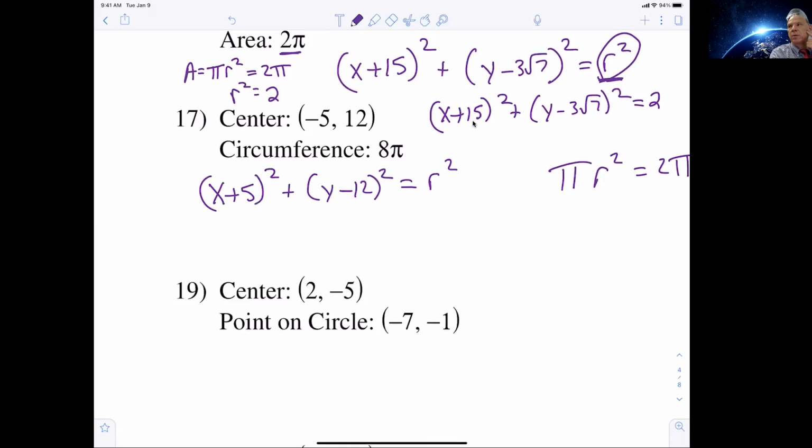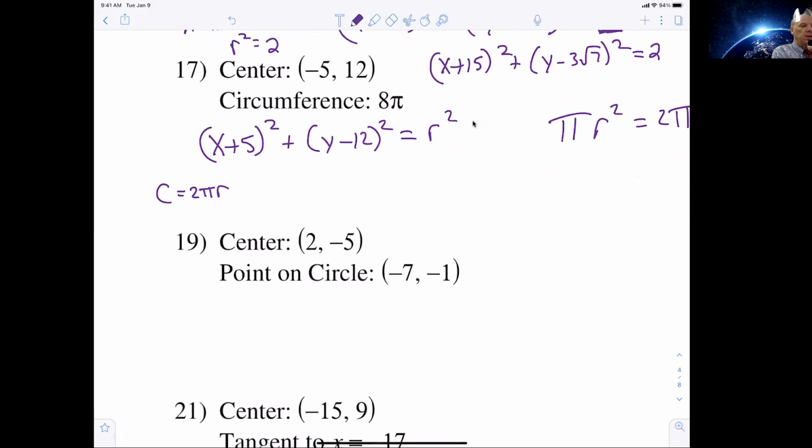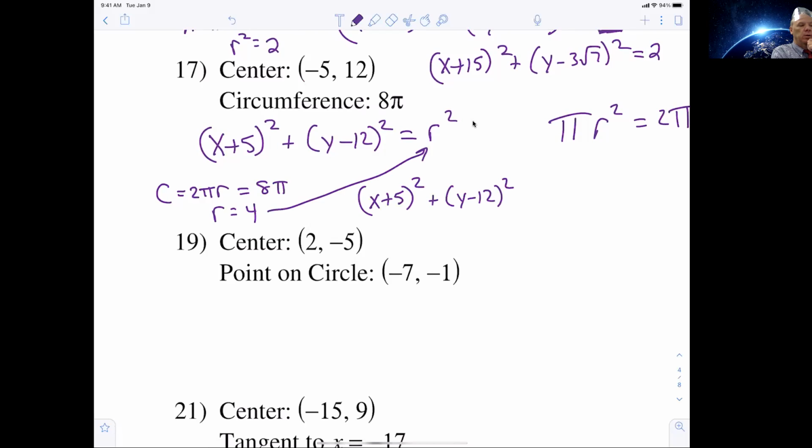There we have it. Now you have to remember what the circumference formula is. What's the circumference formula? In this case, I'm just going to use 2 pi r because I'm interested in r, not d. Not that it really matters. So now we know that that equals 8 pi, so the radius must have been what? 4, correct? And if the radius is 4, now I just plug 4 in there. So now I can just say x plus 5 squared plus y minus 12 squared equals 16. Any issues?